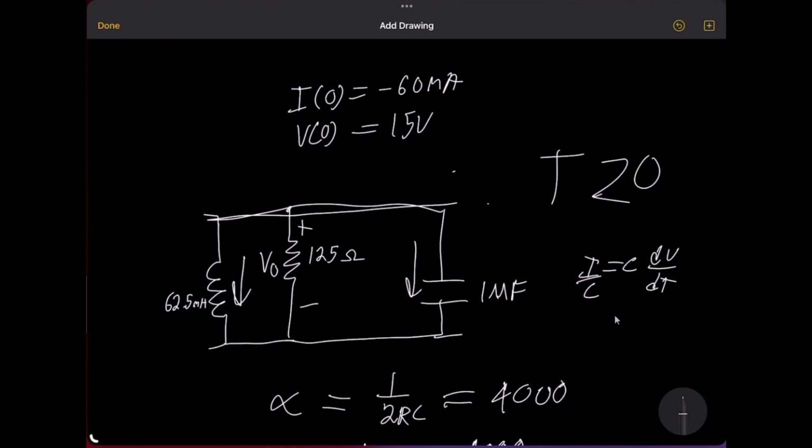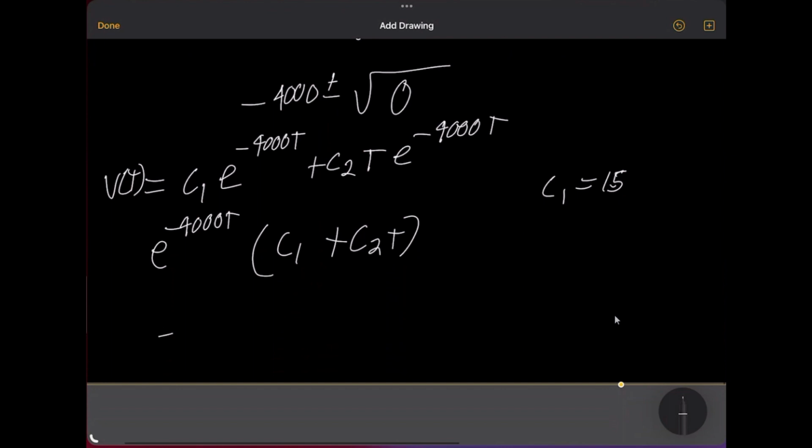Okay, we're going to need negative 60 milliamps for the capacitor as well. So it's going to be negative 0.06 divided by the capacitance, 1 times 10 raised to negative 6. That gives negative 60,000, which is going to be our V prime naught.